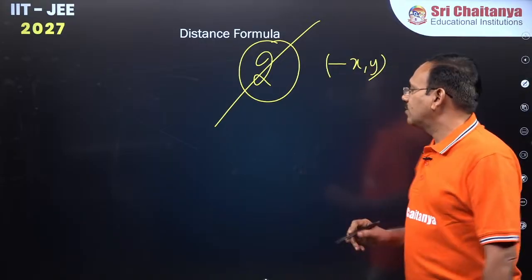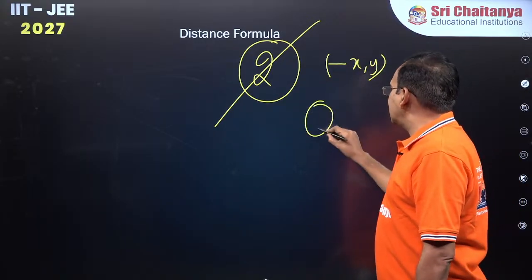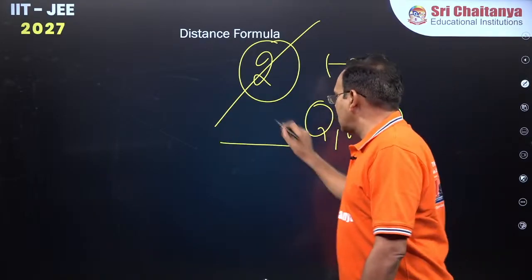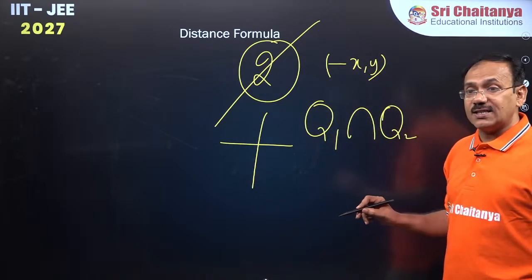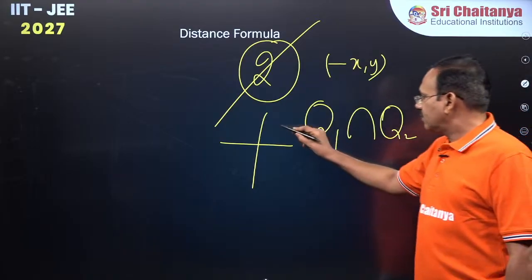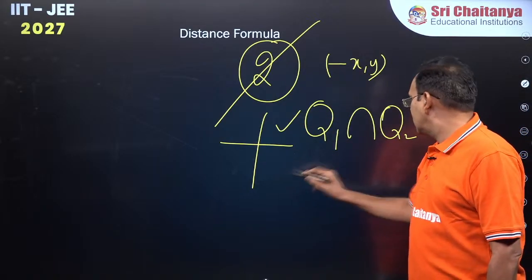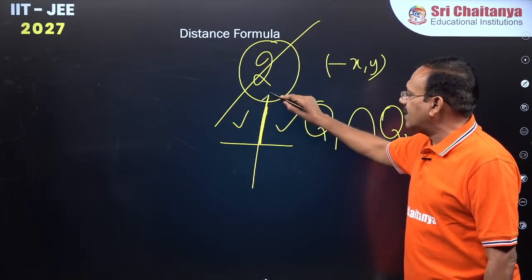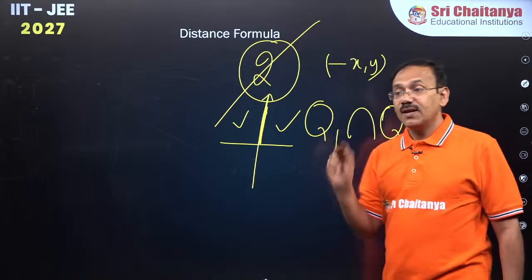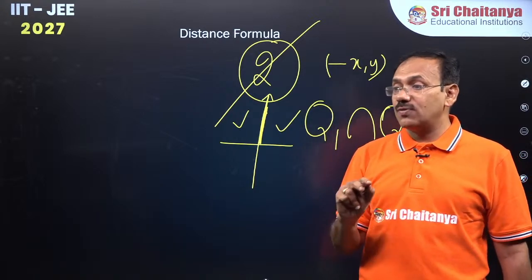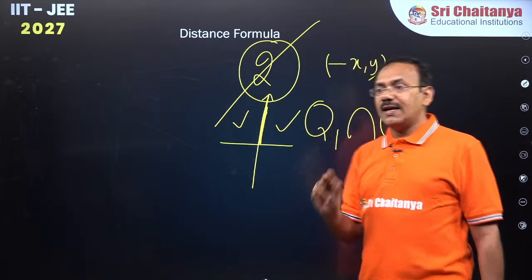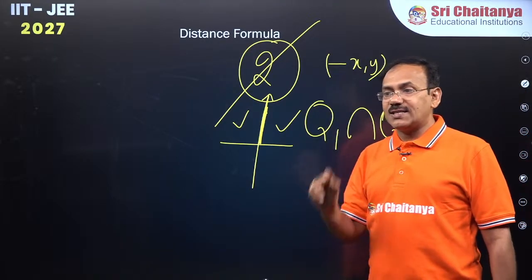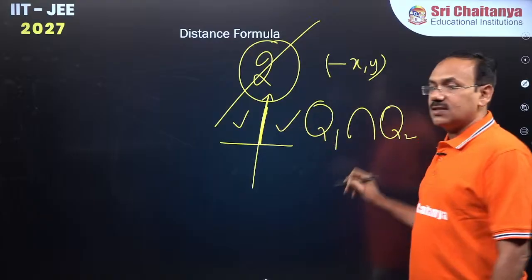Yeah, depends on value. Now, what is the intersection of first quadrant and second quadrant? You see, these are the quadrants. This is the first quadrant, and this is the second quadrant. Can I say that the intersection is the positive y-axis? Correct or wrong?